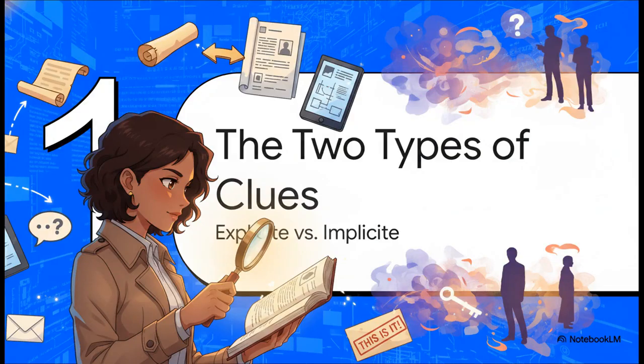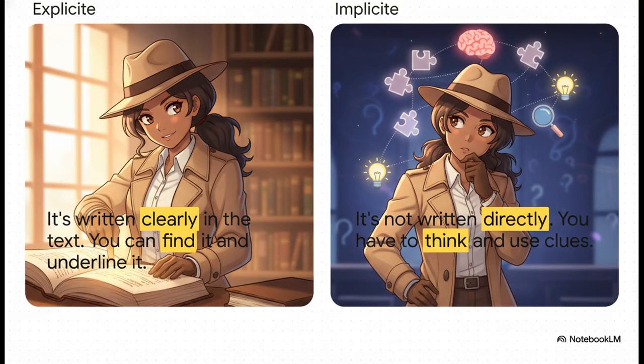Now, these two types of clues, they have official names that sound a little fancy, a bit like detective code, explicit and implicit. But don't worry, let's break down exactly what they mean. It's super simple. Okay, check this out. On the left, you have explicit. This is the easy stuff. It's written right there, clear as day. You can literally point to it, you can underline it with a pen. But on the right, implicit. Now that's where the real detective work begins. It's not written down. You have to use your brain, look at the clues, and connect the dots yourself.